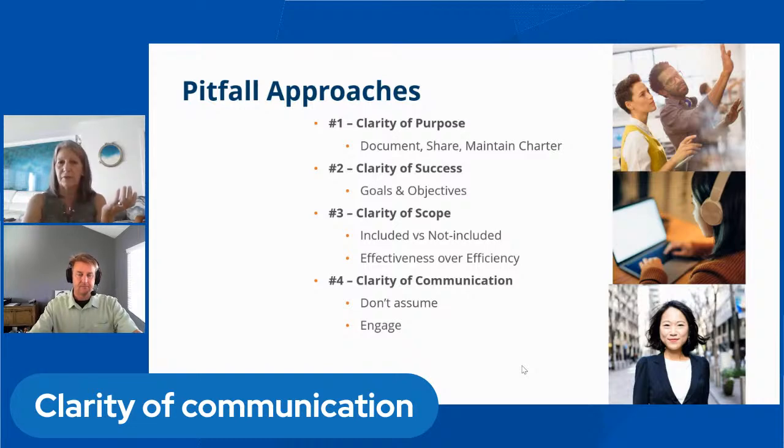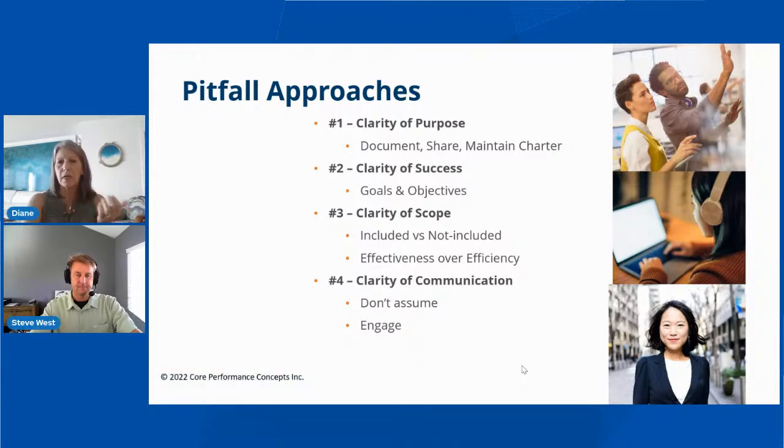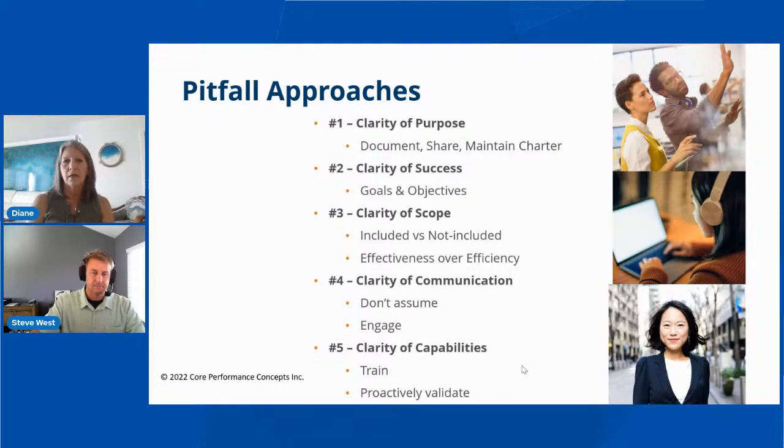And then we want clarity of communication, where we're not assuming, we're engaging with people on a regular basis, and not just assuming that they understand, which then brings the clarity of the capabilities, which is our responsibility to help our team succeed. So we have to think about the training aspect of it as we go through the delivery of a project. And the last piece is just make sure you're validating it. Just training them and letting them go doesn't succeed either. You have to train them and then verify that they're doing what you're expecting them to do.